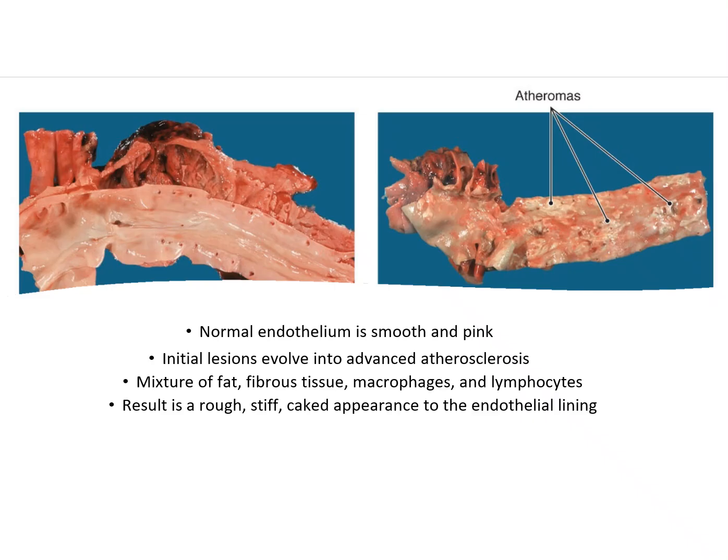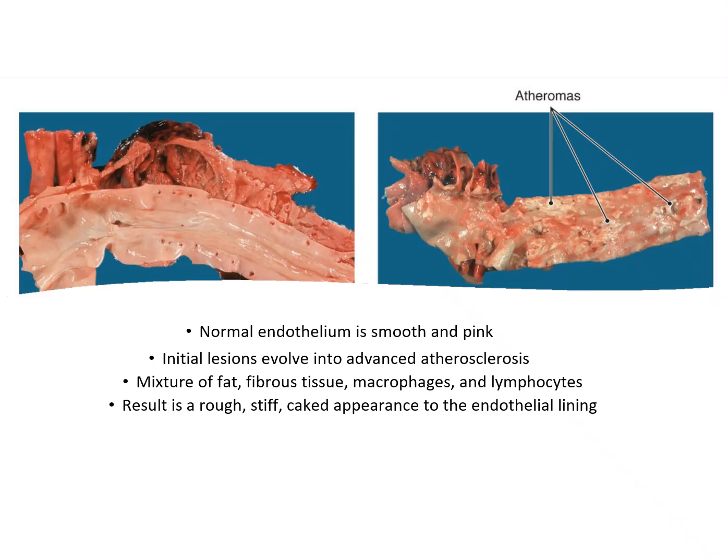The atherosclerotic vessel on the right is advanced, with clearly visible atheromas. These plaques are not just fat. They are a complex mixture of lipid, cholesterol and fatty material, fibrous connective tissue, macrophages, many of them foam cells, and lymphocytes. This reflects the chronic inflammatory nature of the disease.